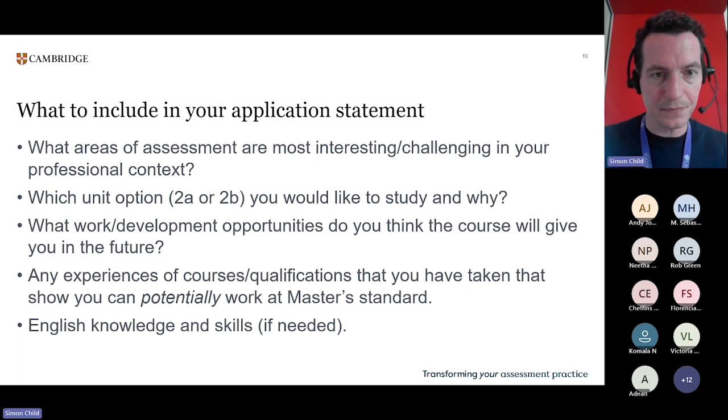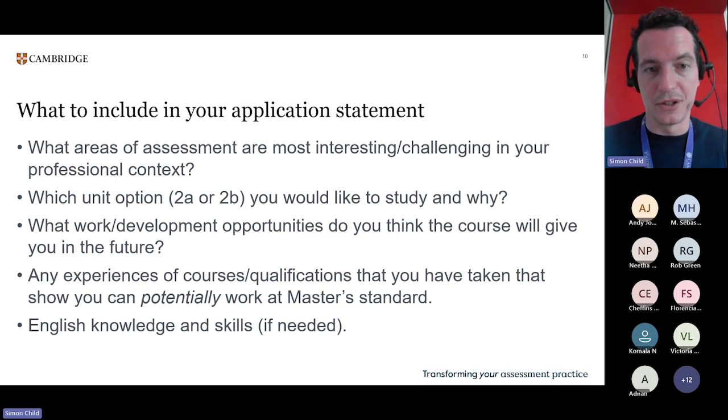those challenges? You may also want to suggest which option, Unit 2A or 2B, you would like to study, and why. And again, this may be related to those challenges that we talked about in the previous bullet point. Your initial selection or your ideas about Unit 2A or 2B also give us an indication that you've looked in detail at the course content itself, which is always useful for us to know, that you fully explored the unit topic ideas.